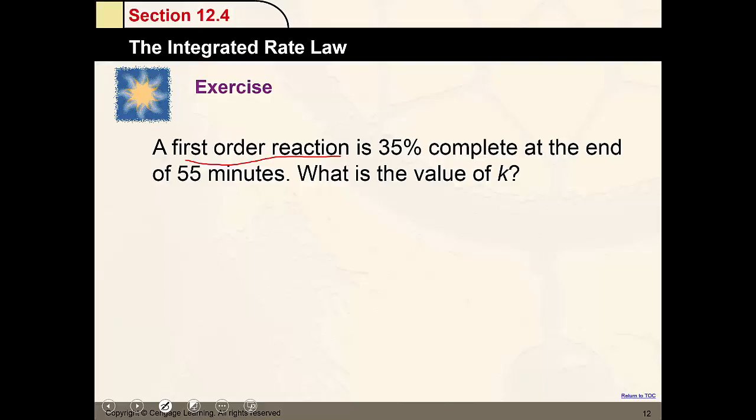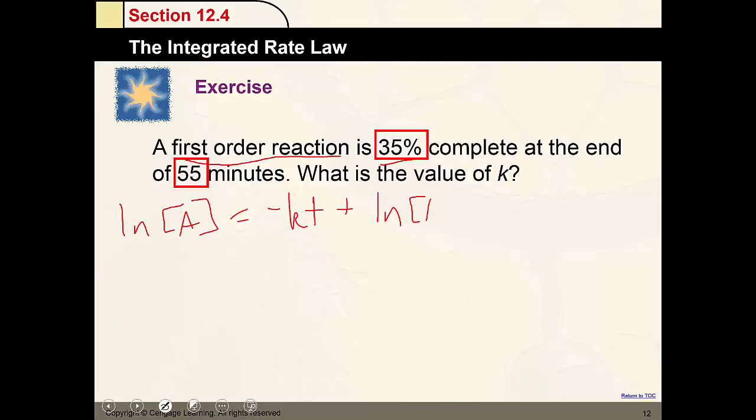And it says it's 35% complete at the end of 55 minutes, and we want to know the value of k. So since it's 35% complete, we can't use the half-life equation. We need to use the integrated rate law. So the natural log of the concentration is equivalent to negative kt plus the natural log of the concentration at time 0.